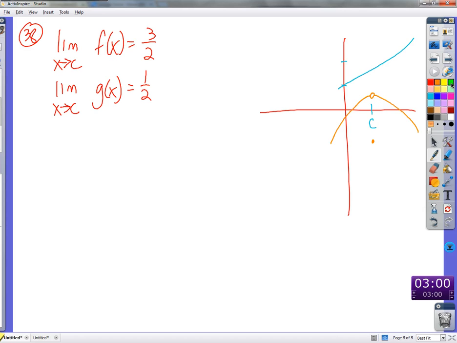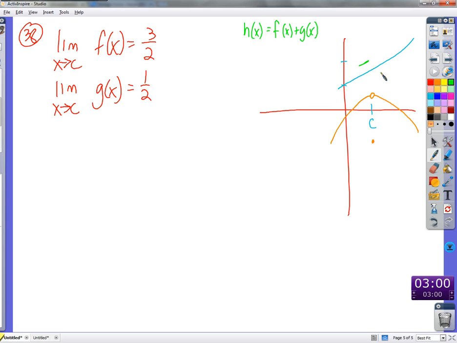So if I'm going to do f of x plus g of x, then this new function, h of x. If I was to add this y value to this y value, I would get something close to what? Close to 1. I got something that's getting closer and closer to 3/2, and something else getting closer and closer to 1/2. And so if I add those two values together, I get something that's getting closer and closer to 1. Okay. So h of x will look something like that.